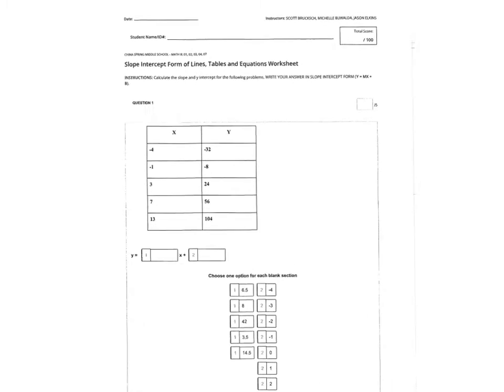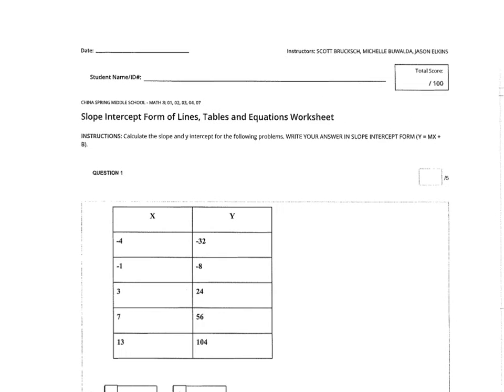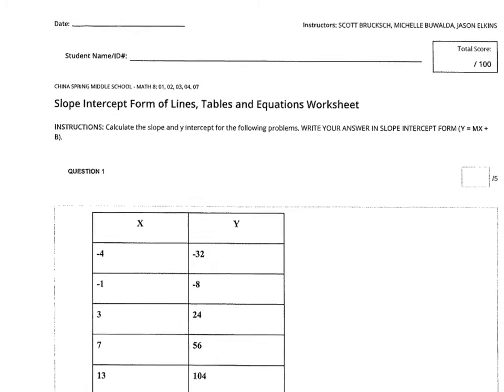Okay, so this is the start of Unit 5. It's pretty much Unit 4. It's just we're going to go a little bit deeper into the slope-intercept form and looking at equations more than we did in the last unit.